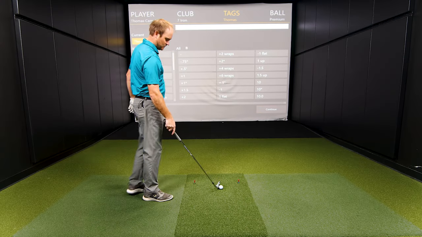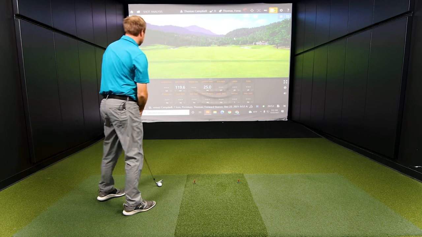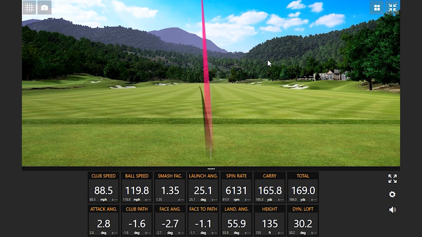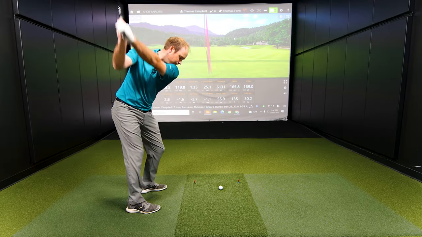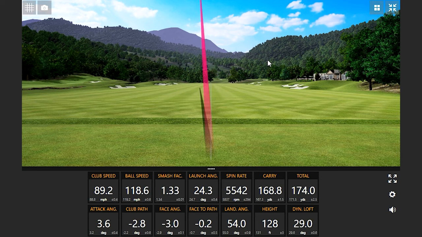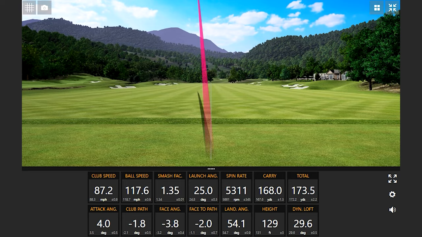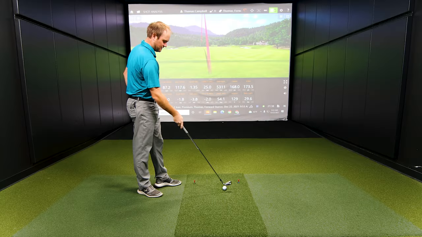All right. So let's go to the other extreme. Let's move that ball position forward now. That launched. Oh, yeah. Hitting up on it there. Just getting ready for the driver swings.